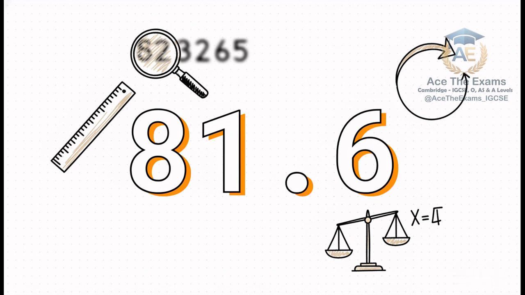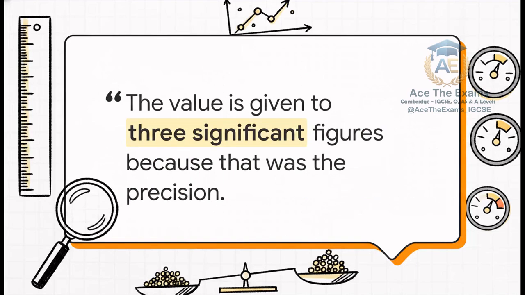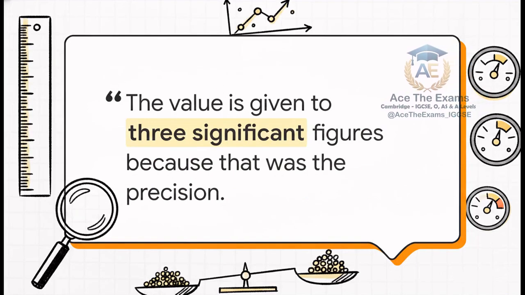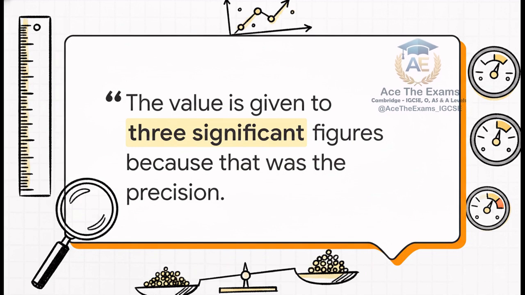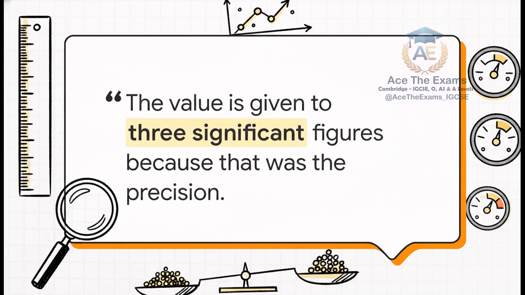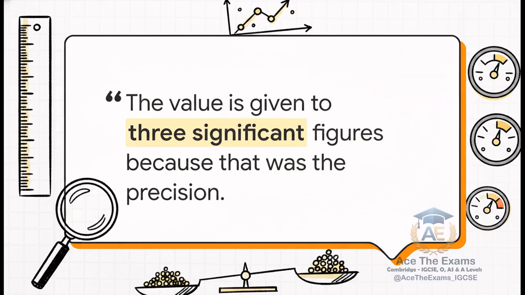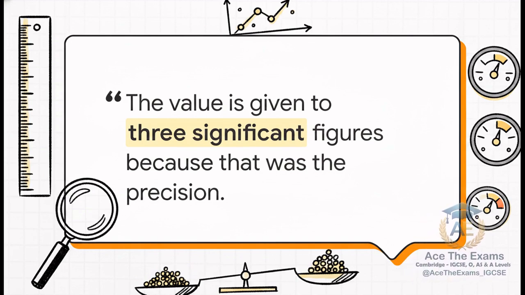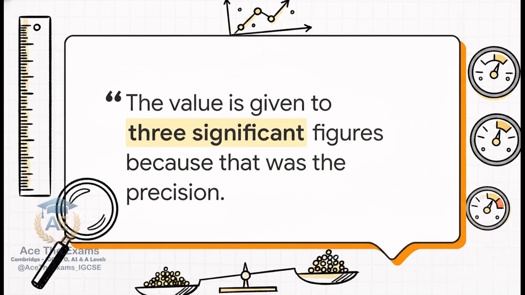But why? Why exactly are we rounding to this specific decimal place? Well, this brilliantly illustrates a core Cambridge rule. To quote the examiners directly, the value has been given to 3 significant figures because that was the precision of the individual measurements. See, your average must absolutely match the precision of your raw data. Since 81.5 and 81.6 both have exactly 3 significant figures, your mean must also have exactly 3 significant figures.